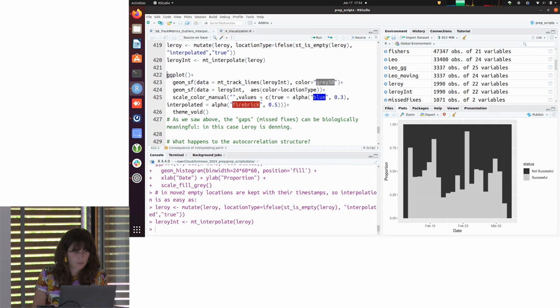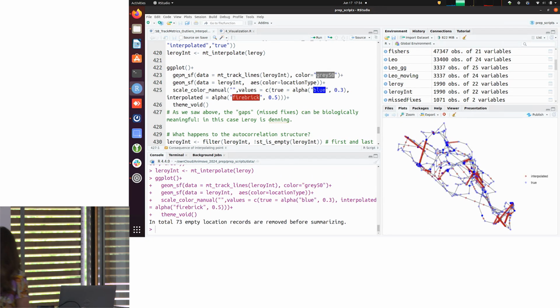And so we can plot this, and this is the same example I showed you in the presentation. You will see that all this big gap between consecutive successful points, there is just a line of interpolated locations.